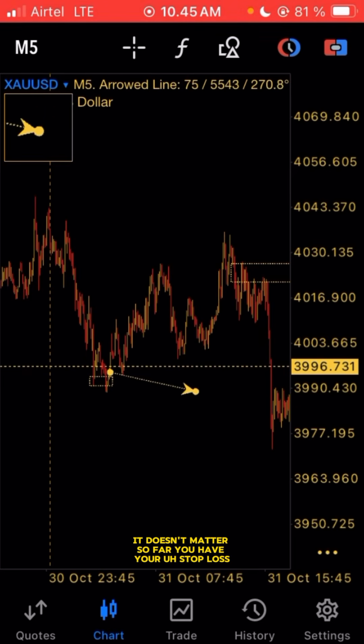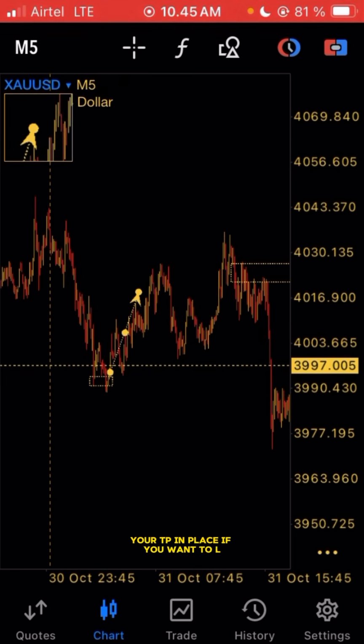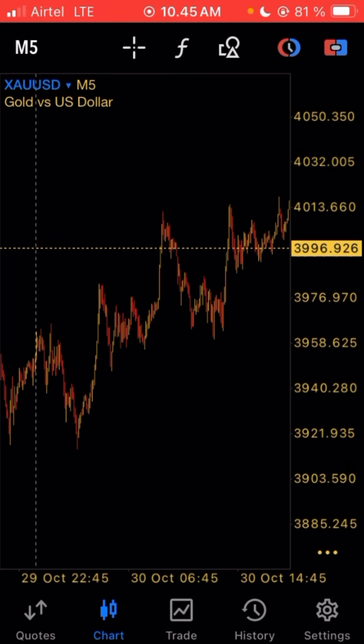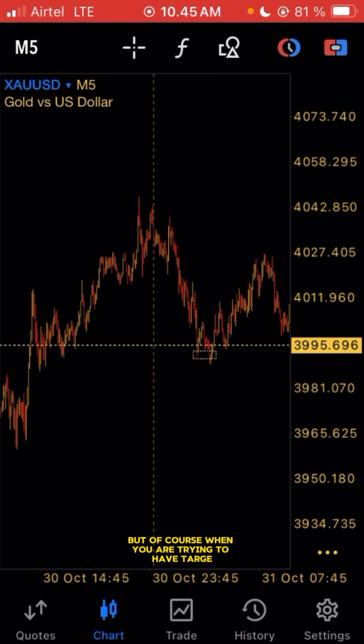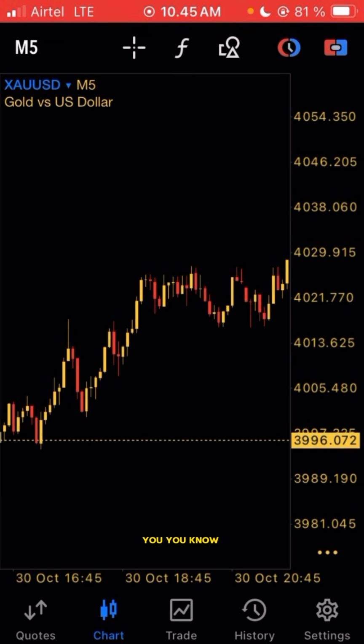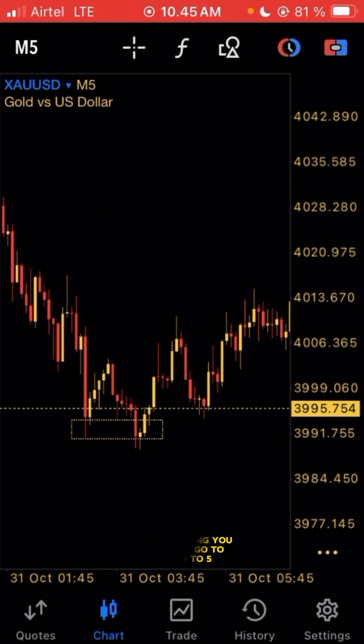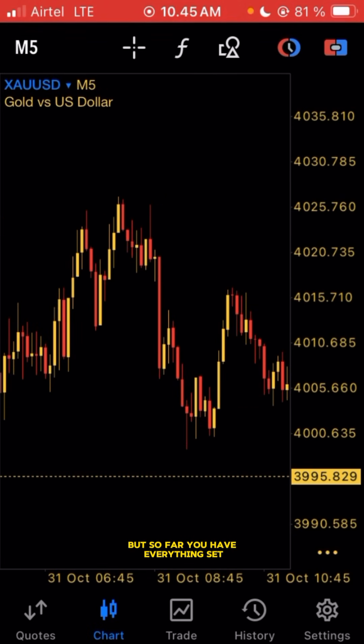So far you have your stop loss, your TP in place if you want to leave the chart. But for me, you know me too well, I always monitor my chart, because I don't use stop loss. When I'm trying to grow accounts, I don't use that. But of course, when you are trying to have targets, you have other things to do. Unlike me, I'm a full-time trader. So if you have other things to do, you use your stop loss, you put your TP and do whatever. You can go flex, you can go have fun, do other things you want to do, go to your 9 to 5. But so far you have everything set.